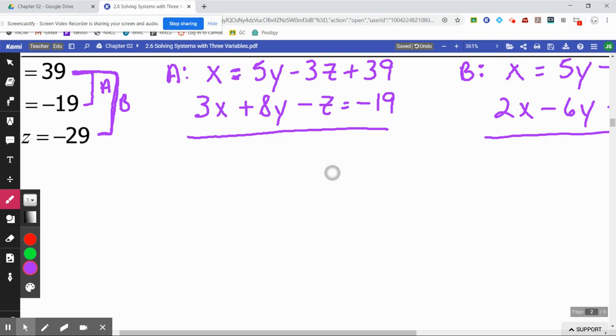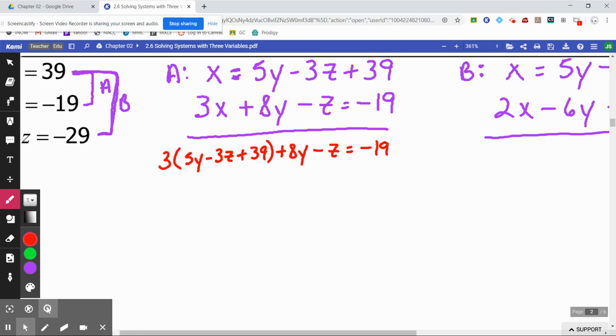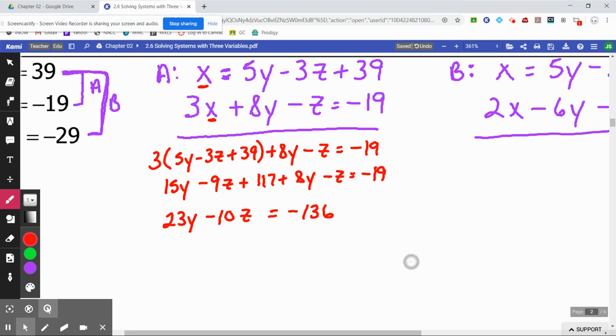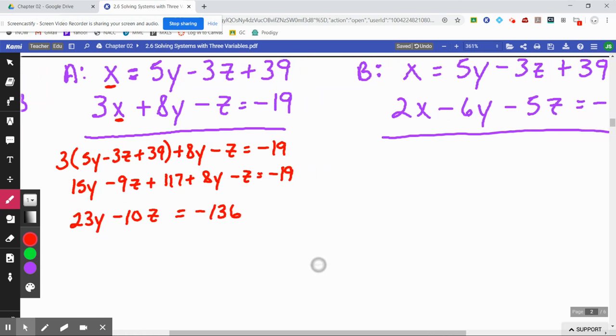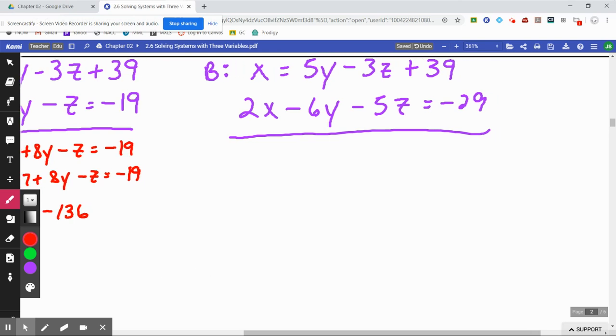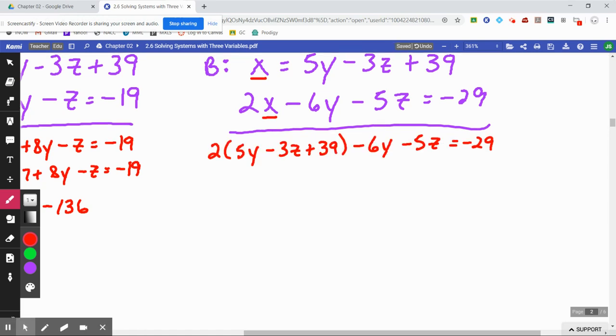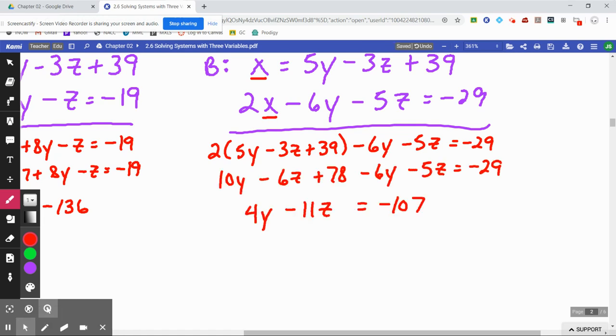So let's eliminate our x's by using substitution. And again, all I did there was I took this x out and I plugged in what x was equal to, distributive property and combining like terms. And this is what you end up with. That's my equation A. Let's do the exact same thing on equation B. So substitution, since x is equal to this, we're going to plug it in for our x. And now again, we're going to clean that up, distributive property and combine all of our like terms. And there's my new equation B.